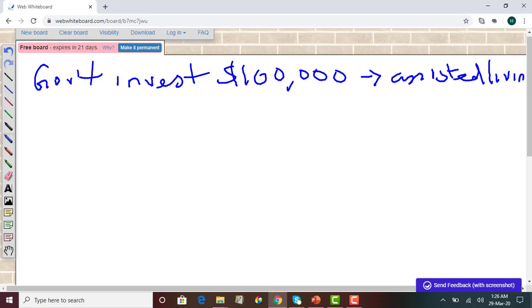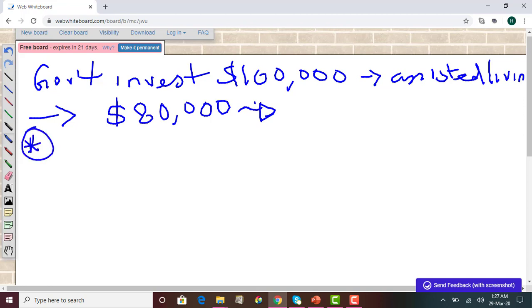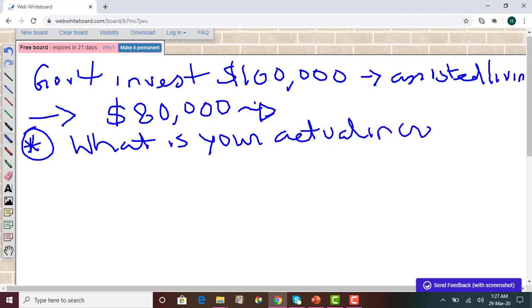Okay. And then out of this 100,000, 80,000 will be consumed. Basically, when this money is going as income to the people, they will spend $80,000, and the remaining 20,000 they will save. Okay, given this, what is the question? My question will be, given this information, what is your actual increase in GDP or output?